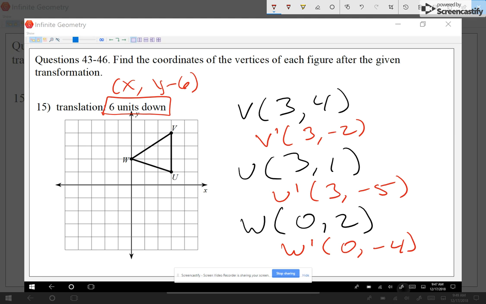Or another thing you could have done is move any point you want 6 units down. If I look at U and I move it 6 units down, I get this point, right? If I go 1, 2, 3, 4, 5, and 6, here's my U prime. Or I could have followed any point.